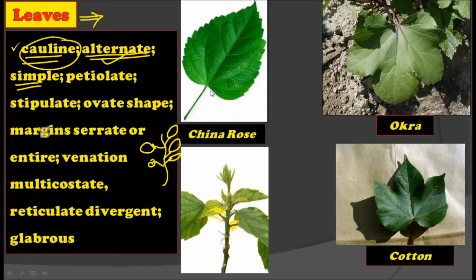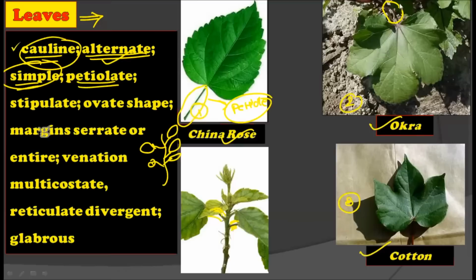Then leaves are simple. That is, if you observe the leaves of the Malvaceae family members, here are one, two, and three leaves. The first belongs to the China rose, the second to the okra, and the third to the cotton. All these three leaves are simple leaves and not compound leaves. All the members of the Malvaceae family show the simple type of leaves. Then leaves are petiolate. That is, a petiole is present. This part of the leaf is called the petiole, and this petiole is directly attached to the stem. So in the second picture here, you can observe in the okra as well, a petiole is present at the base. And here in the cotton as well, we have the petiole. So all the leaves in the Malvaceae family members are petiolate.